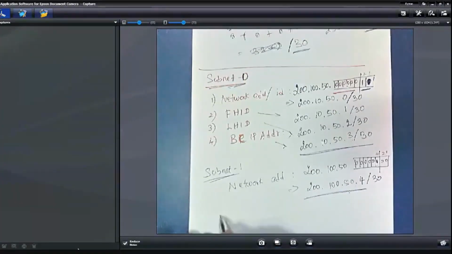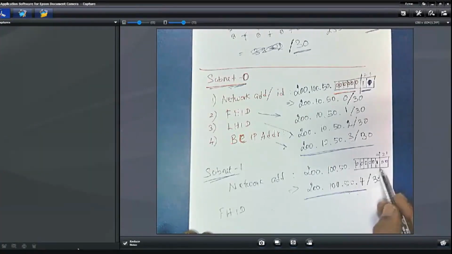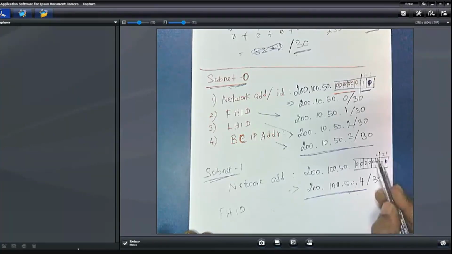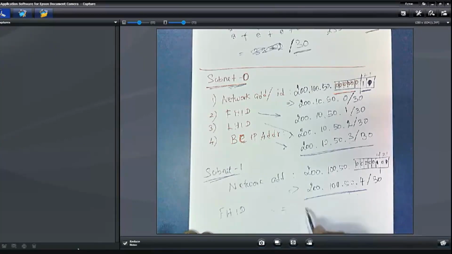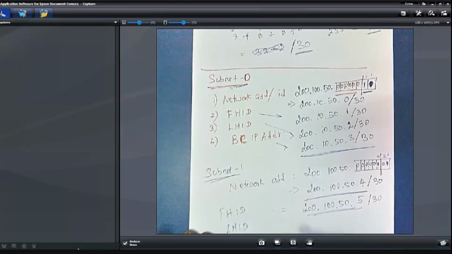Now, I'm going for the first host IP address, or the IP address of the first host. What does the first host IP address mean? You have to make the last bit 1 here. So if I make the last bit 1, already 4 is available, so 4 plus 1 is going to be 5. So now the first host IP address is 200.100.50.5/30. This is going to be the first host IP address.